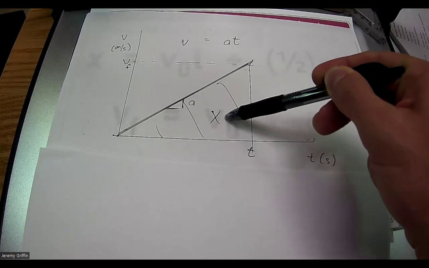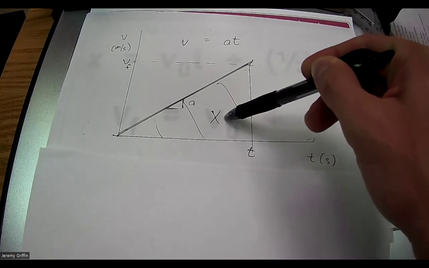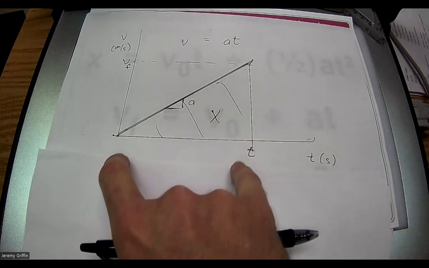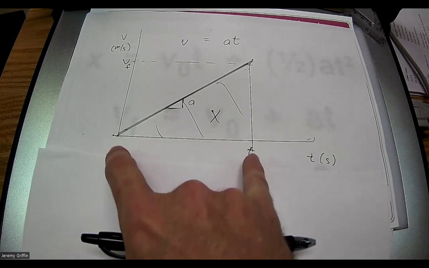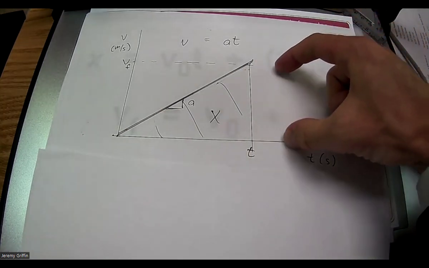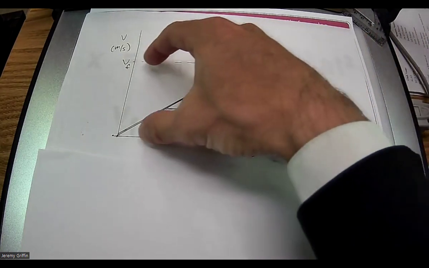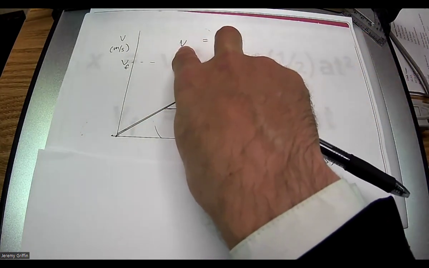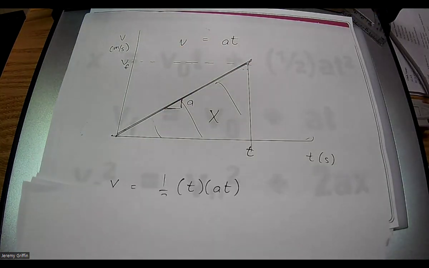Guys, what is the area of a triangle equal to in general? Area of a triangle equals 1/2 base times height, exactly. The base in this case is however much time it was moving, and the height is equal to the final velocity, which is also equal to a times t, as long as it starts from rest. So let's put it all together.